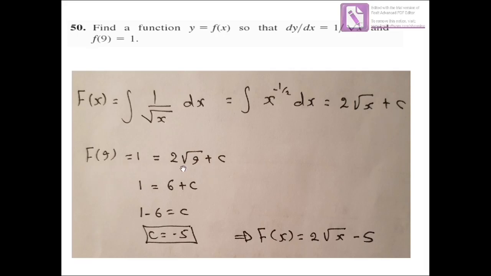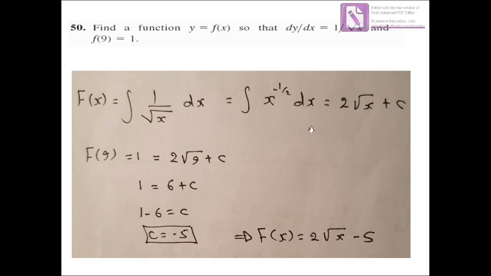So 1 will be equal to 2 root 9, which is 3, so 2 multiplied by 3, 6, plus the constant c. So now from here we get c is equal to 1 minus 6, so c is equal to minus 5. So we conclude that f of x is equal to 2 root x, and we replace this constant c by minus 5.